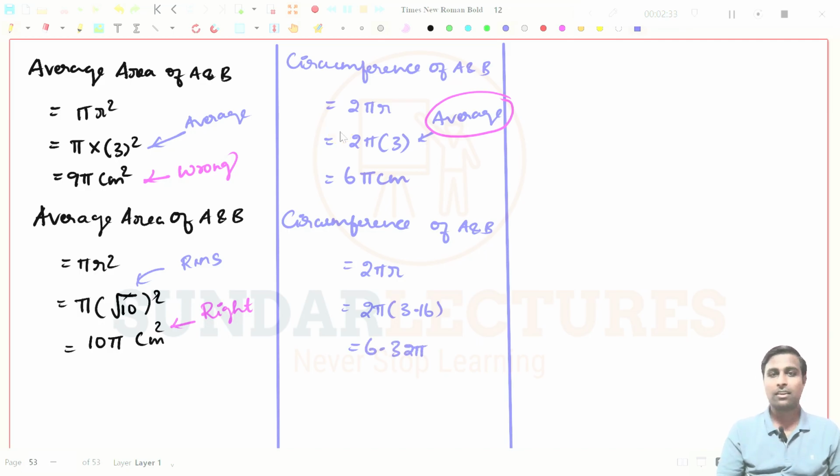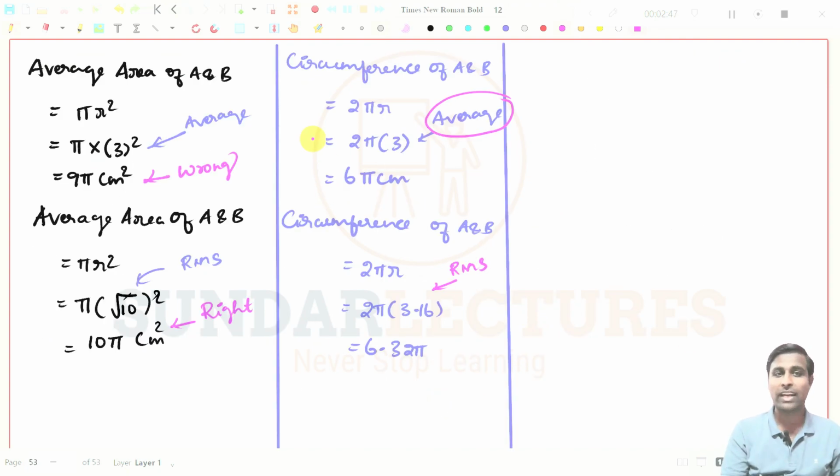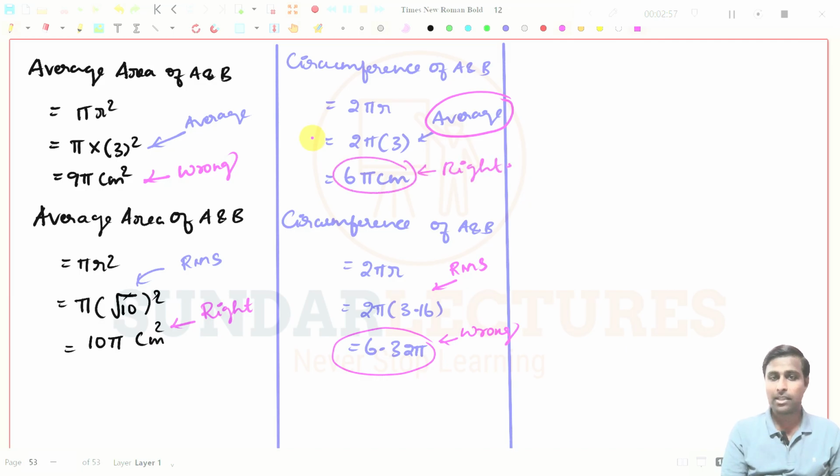See this value, it is the RMS value, right? But the answer we are getting is what? We should get 6 pi, but what is the value we are getting? It is 6.32 pi. This is wrong, right? But this value is right. This is the perfect answer. See, you try to understand.